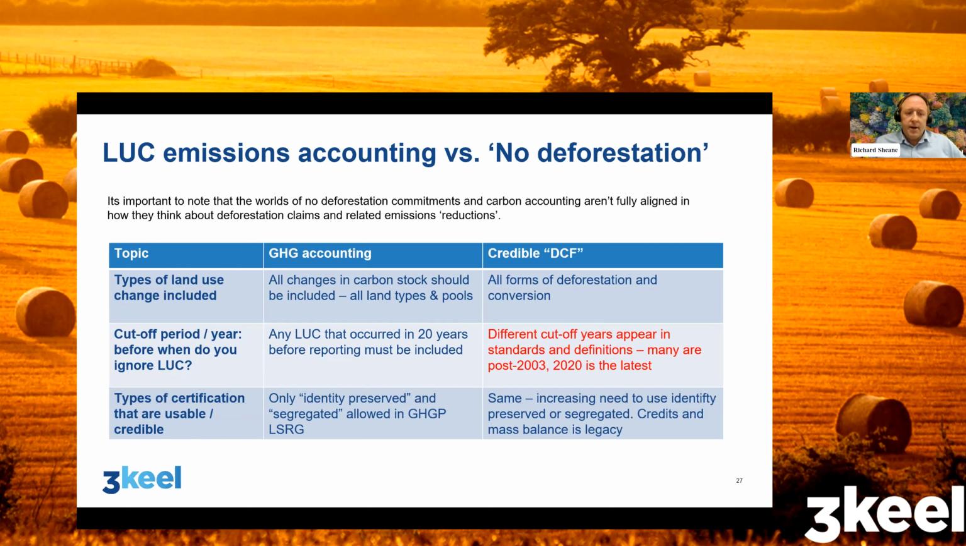In terms of the type of certifications to use, within the GHG protocol land sector, they're proposing that only physical, identity preserved or segregated certification can be used as a means of showing zero land use change emissions. And I would say that from a credible deforestation and conversion free perspective, that's in a very similar place. There are credits and mass balance options, but from our point of view, those are more legacy, and we need to be moving to other forms.